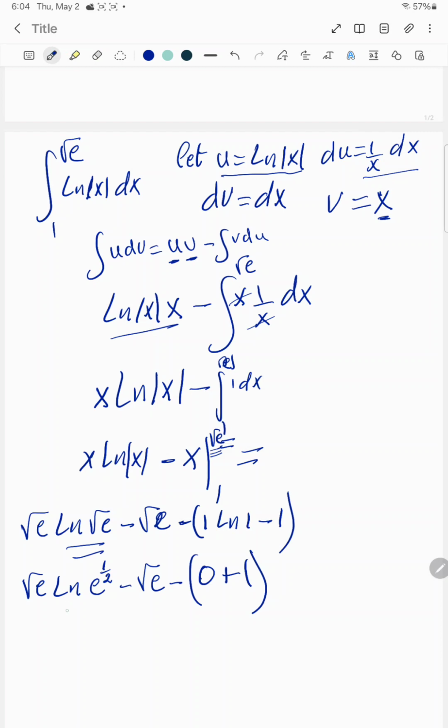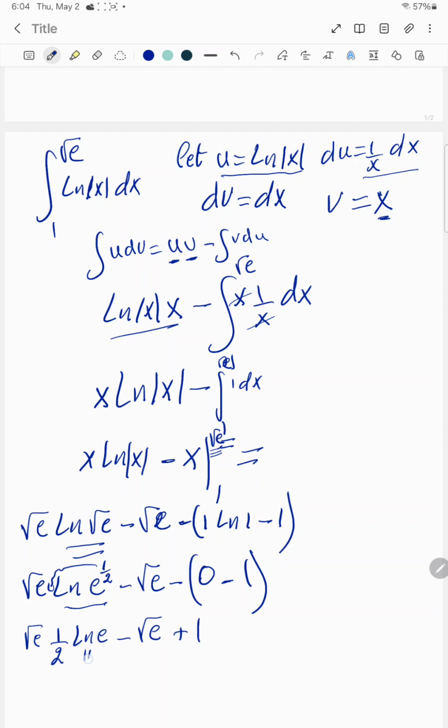And now I will apply here the law of logarithm. If I have ln of e to the power 1/2, I will bring the 1/2 here. You studied it in previous years. So square root of e times 1/2 ln of e minus square root of e. Actually, I have minus 1 inside the parentheses, it will become plus 1 outside the parentheses. So if I get rid of the parentheses, it becomes plus 1.